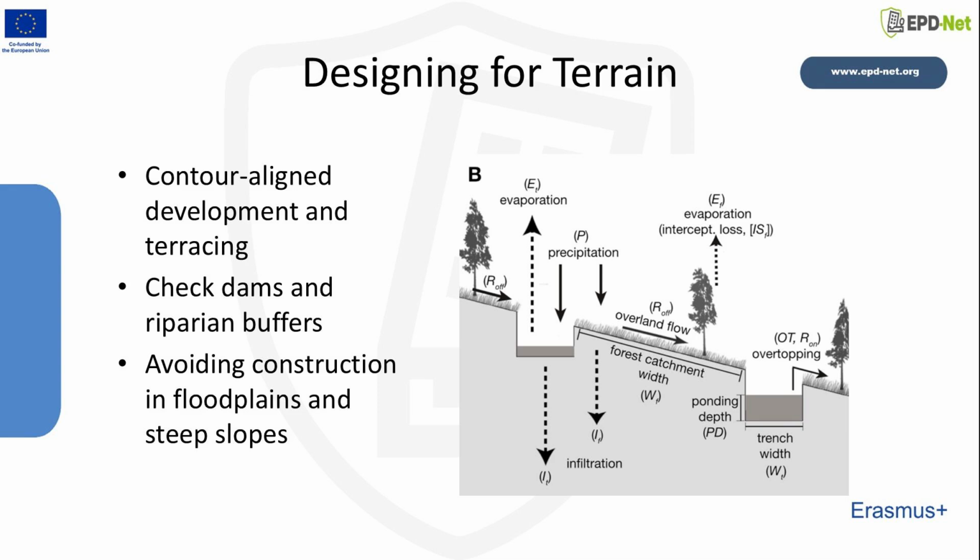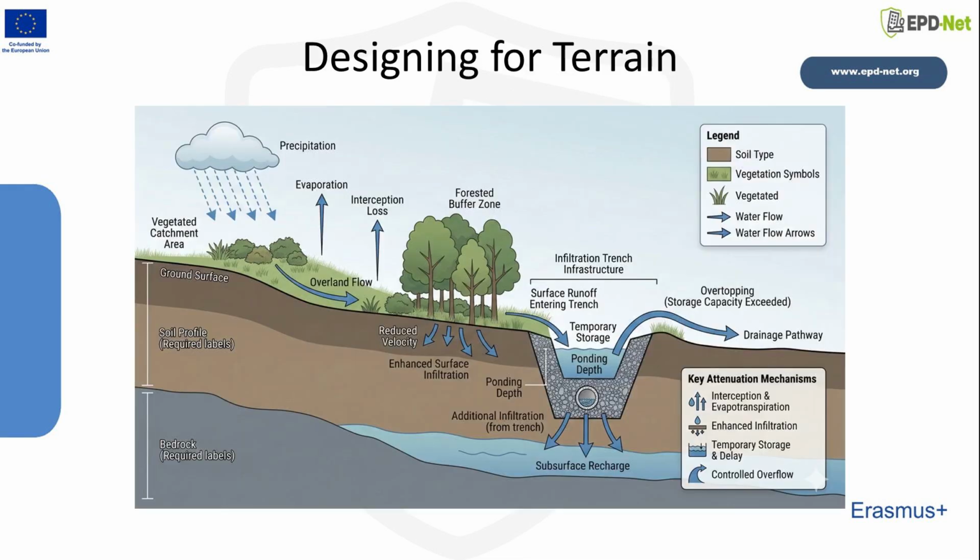As this runoff passes through vegetated areas and forested buffers, its speed is reduced and infiltration becomes more likely. The infiltration trench shown in this system temporarily stores water, increases ponding depth, and delays downstream discharge. When the storage capacity is exceeded, overtopping occurs and the remaining runoff continues along the drainage pathway. This process illustrates how terrain-sensitive design is not only about form, but also about timing and storage. It helps delay peak runoff, attenuate volumes, enhance subsurface recharge, and reduce the severity of downstream impacts.